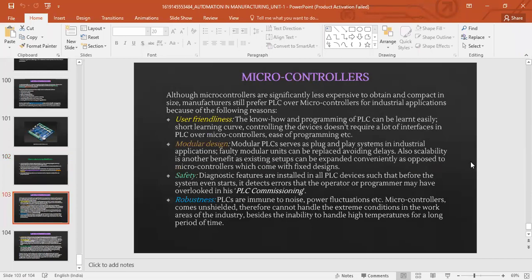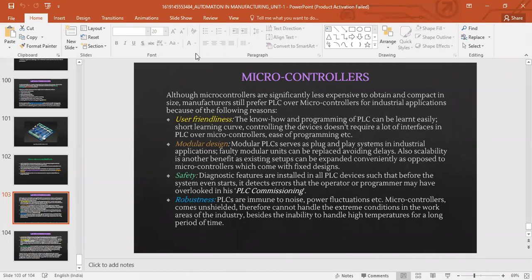Now, although microcontrollers are significantly less expensive to obtain and compact in size, manufacturers still prefer PLC. I told you, right? You can use a PLC as well, or a microcontroller, as far as industrial applications are concerned. But still, in the manufacturing industries, PLC is being preferred over microcontrollers. Why? Because of all these reasons.